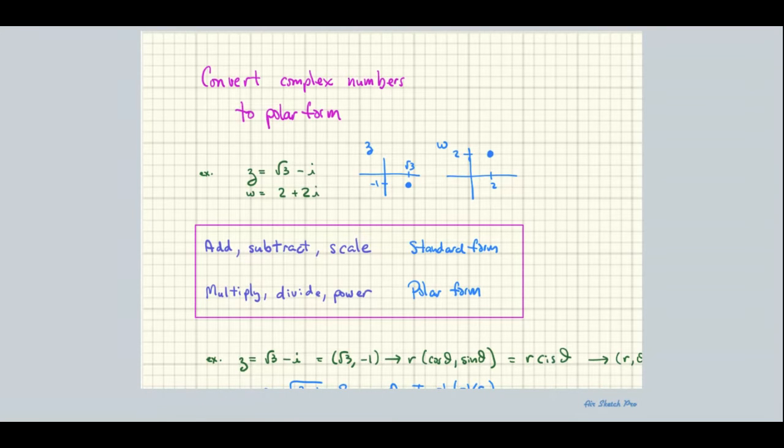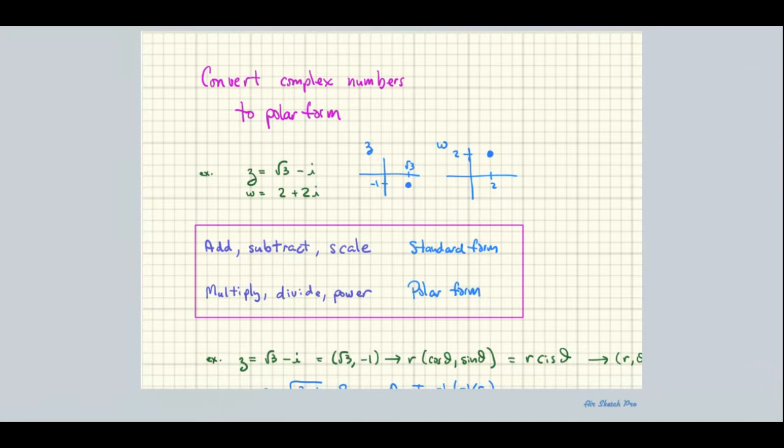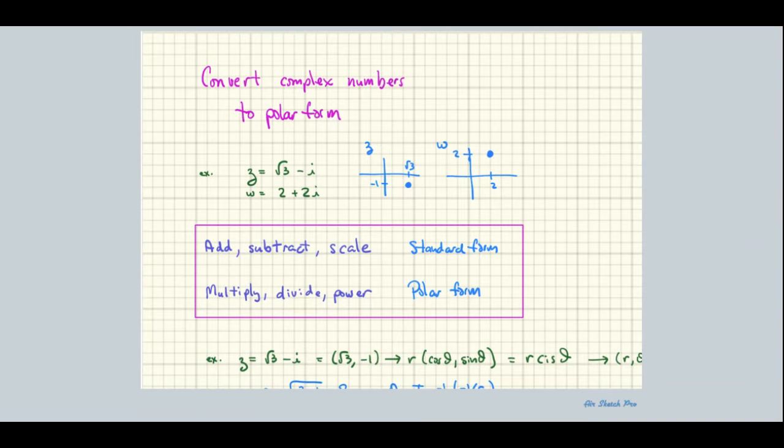Today I'm going to be using two complex numbers, which are easy to work with because they both track back to some of our principal angles. Z in here is going to be root 3 minus i, and I've plotted this on the Cartesian plane.